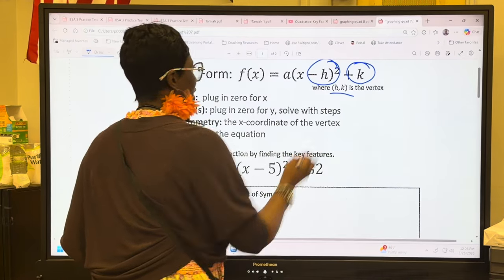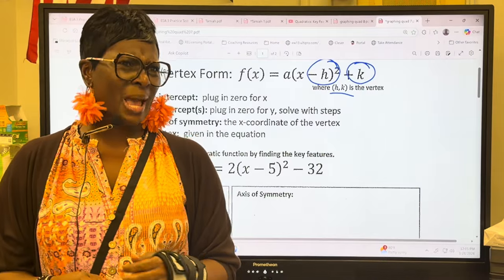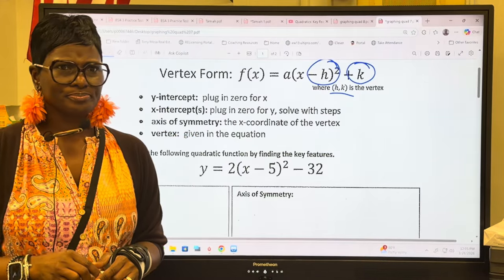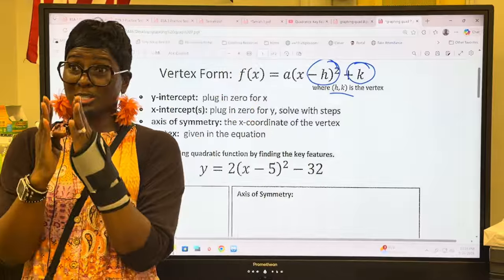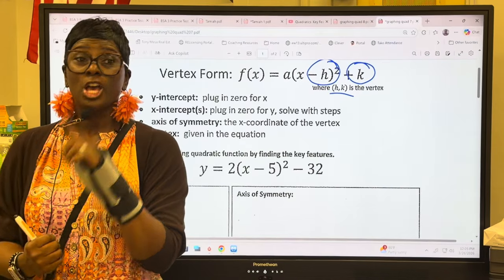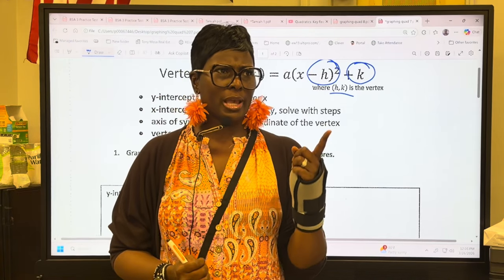So when we look at this, H and K are our vertex. And they tell us here. What do we see in front of the H? What does that mean if we see a negative sign? Take the opposite. It means switch. Take that opposite sign. So whatever you see, you're going to take the opposite of that. Do we see that same minus in front of the K? No. So are we going to switch the K?